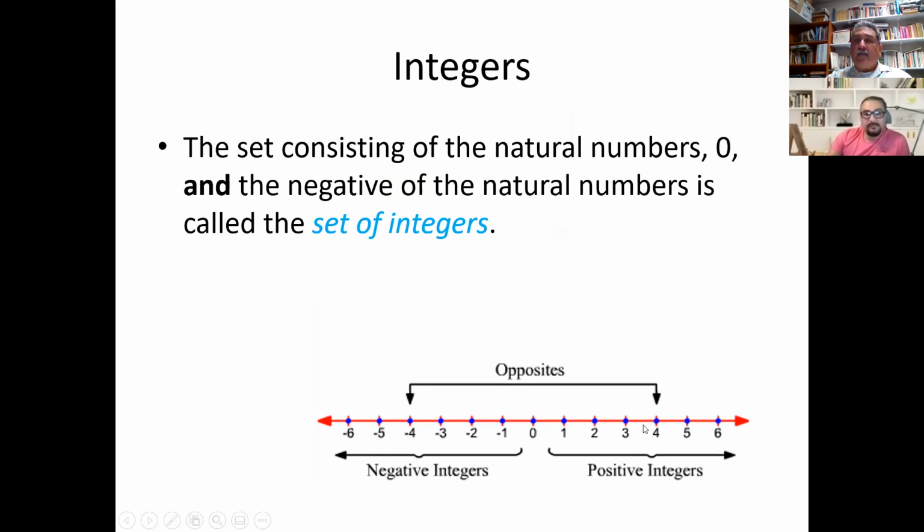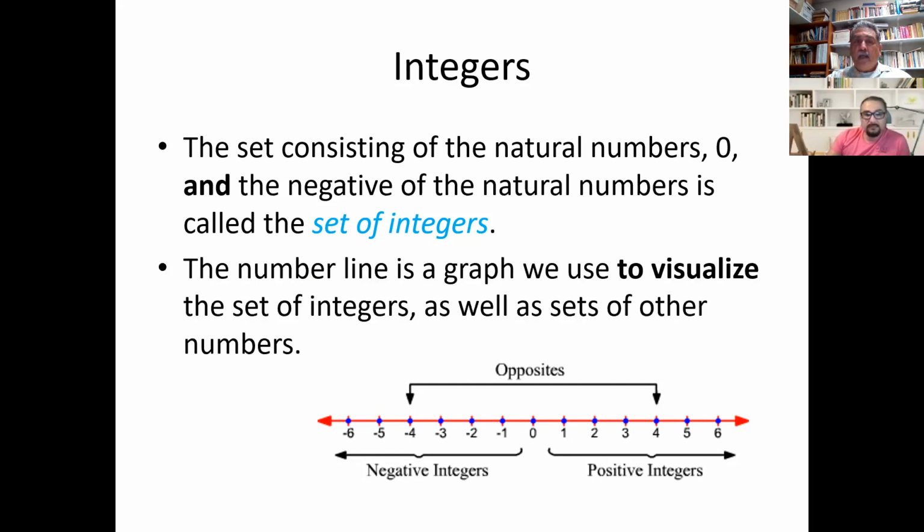A set consisting of a natural number, 0, and the negative of the natural number is called a set of integers. The number line is a graph we use to visualize the set of integers as well as a set of other numbers. This is called the number line, this thing here.